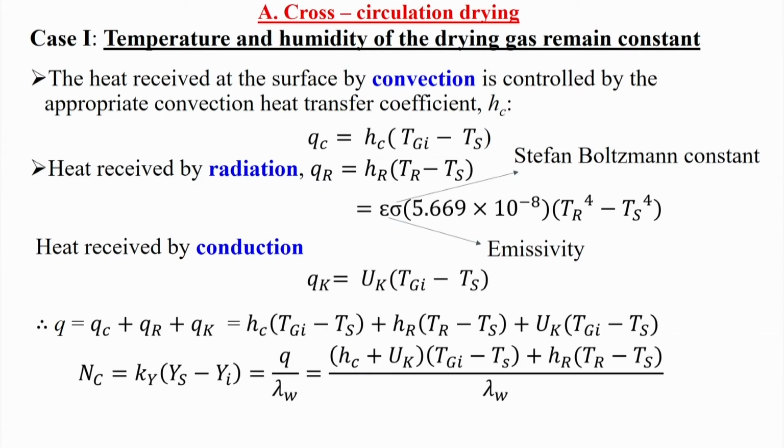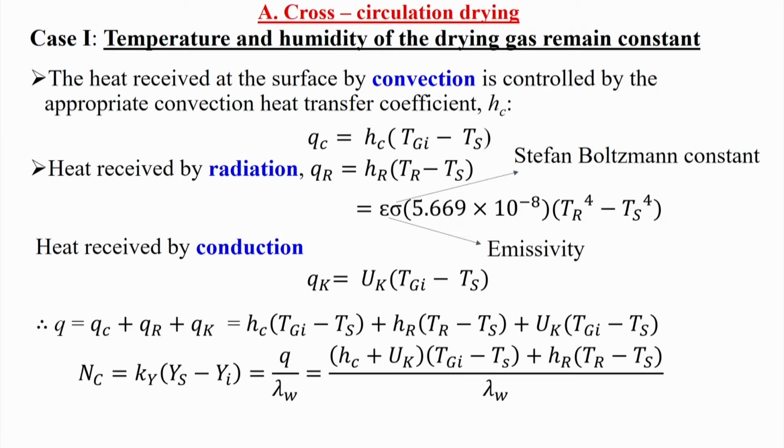So, there are two different cases we will be discussing for cross circulation drying. Case 1 is where the temperature and humidity of the drying gas remain constant. Whatever drying gas is entering, its temperature and humidity will remain constant for the entire drying process, meaning T_GI and Y_I always remain constant. In another case, we will be discussing that it will be varying with the tray, which we will discuss later on.